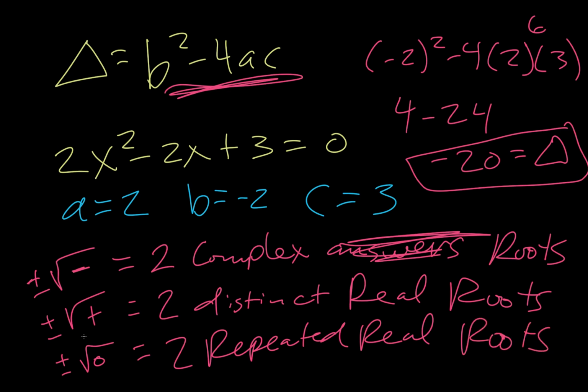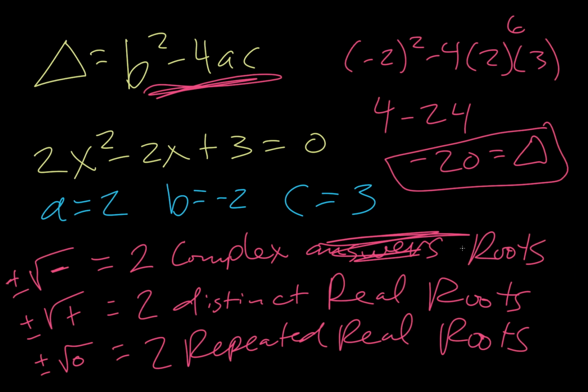Okay? And that's because plus or minus 0, the square root of 0 is just 0, so plus or minus 0 is positive 0, negative 0. That's the same thing. And so that's why we'll get 2 of the same answer, essentially. We'll get a 3 and a 3, for example.